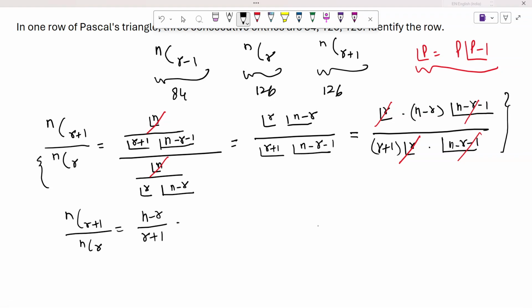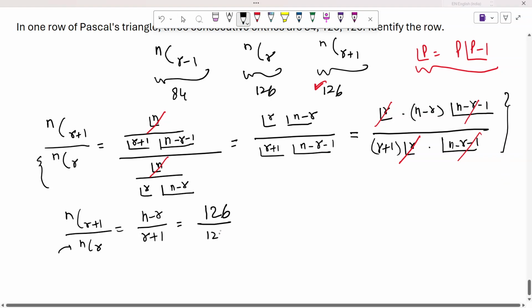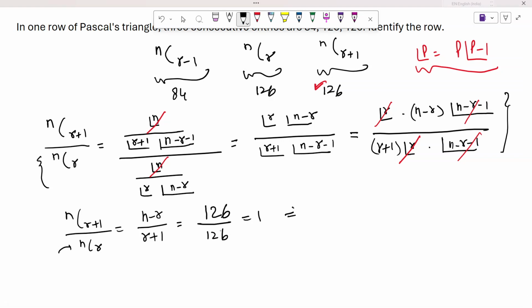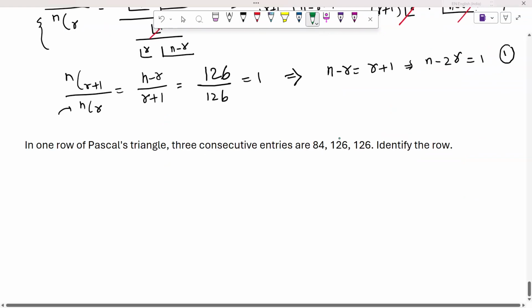From here it is simple. But nCr plus 1 is of course 126. This is given. And nCr, its value is of course 126. So this is equal to 1. In other words, n minus r equal to r plus 1. In other words, n minus 2r equal to 1, and this is our first equation between two variables n and r. Okay, now we shall work upon finding out the second equation.